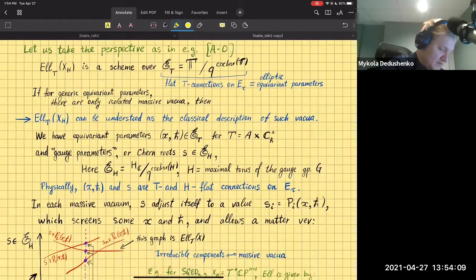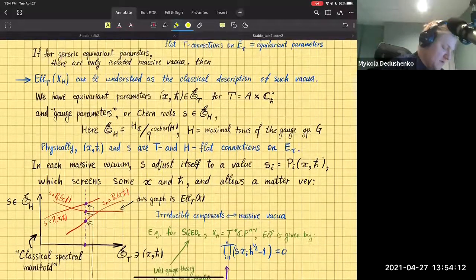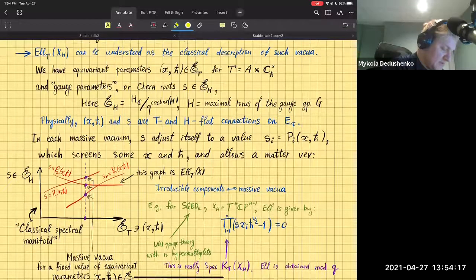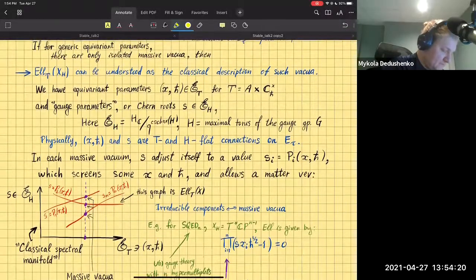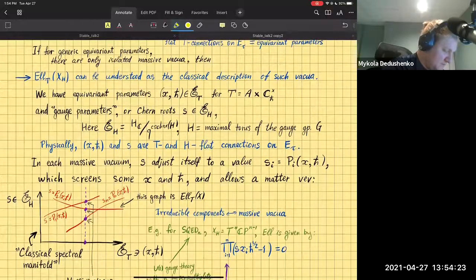So in that case, you get this sort of picture of a classical spectral manifold where, on the vertical axis, we have the gauge parameters. On the horizontal axis, we have the flavor parameters. And then each irreducible component here corresponds to a massive vacuum. And this graph is this scheme LT of X.